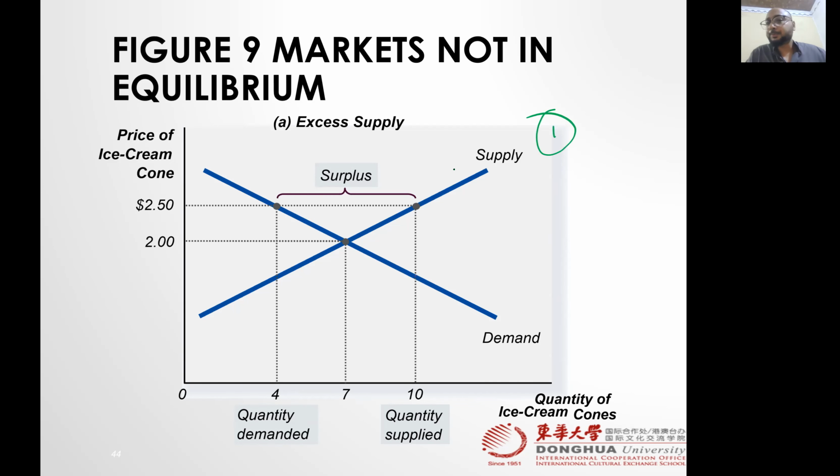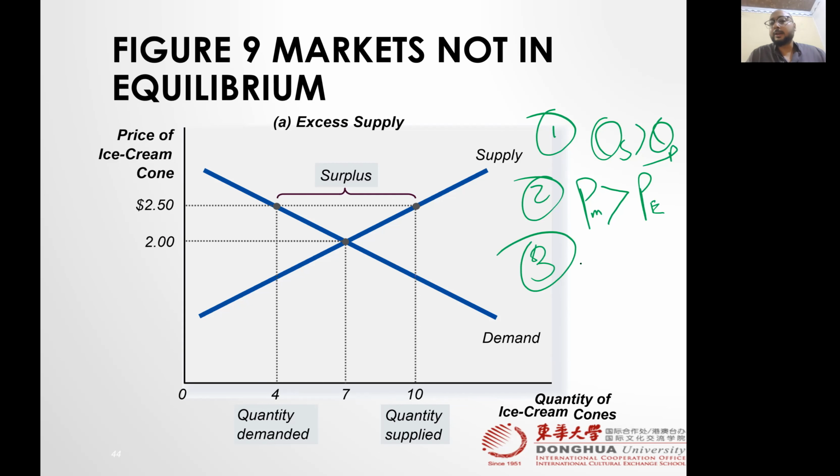Number 1, when quantity supplied is greater than quantity demanded. Second, when market price is greater than equilibrium price. Third, the area above the equilibrium point. So in 3 ways I can test.